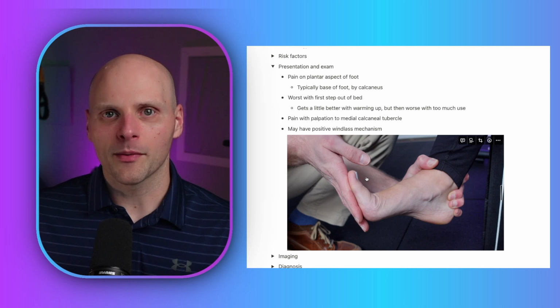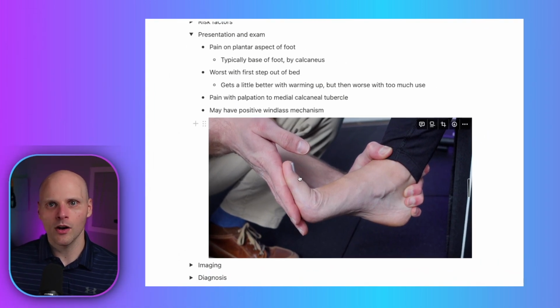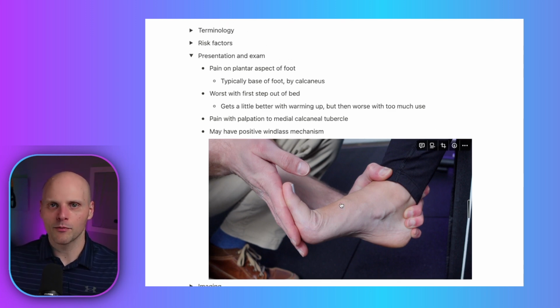And then they may have something called a positive windlass mechanism test. So the windlass mechanism is where we're bringing that great toe into extension here. You can also put the ankle into dorsiflexion as well to get a little more stress on it. But you can see here in the video version that when we are really cranking this up, this is putting a lot of tension on the plantar fascia here. So it's really putting that on stretch and putting load through there. And if we have pain with that, that is an indication that we may have plantar fasciopathy.